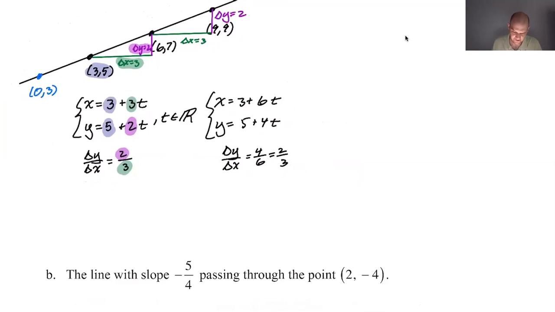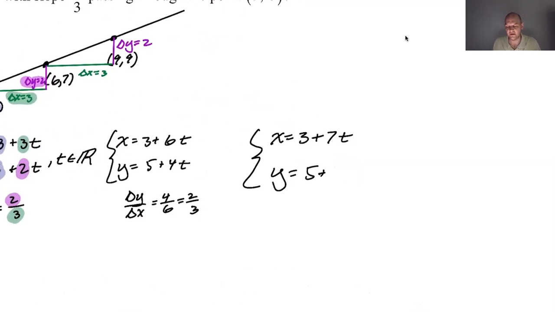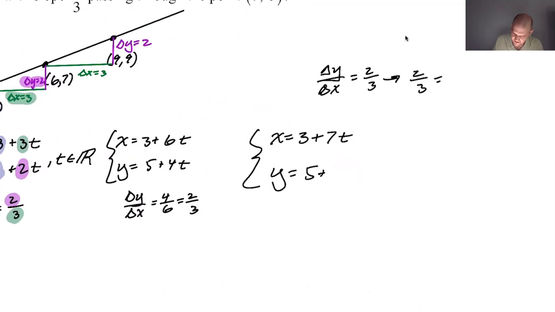What if you just pick anything you want, right? So I'm going to say x is equal to 3 plus 7t. So y is going to be 5 plus, I have to work it out, right? So I know that delta y over delta x is supposed to be 2/3. So now I have 2/3 equals delta y over 7, because that's what I made delta x.